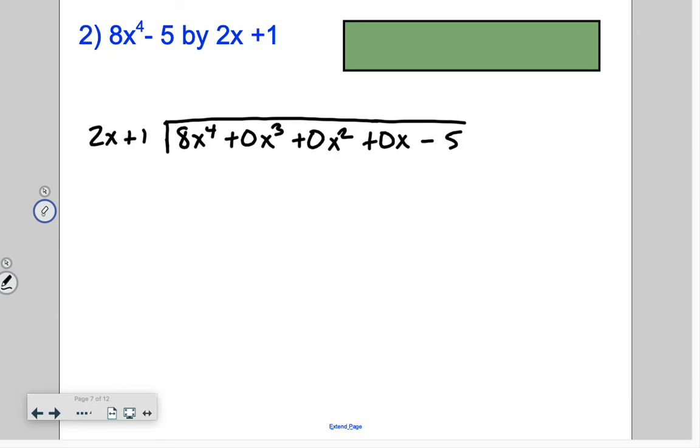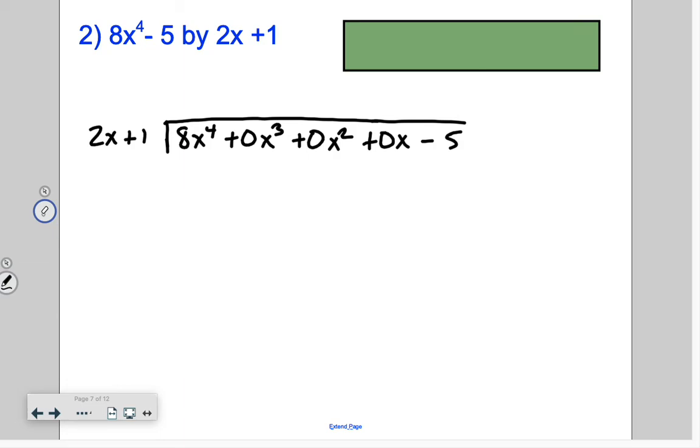And now, process, yes, Evan? If 8x to the fourth power was the only term that we were dividing by, would we still do all of it? If it was just the 8x to the 4th, no, not really, because it would kind of stop after that. But that's a good question. If that was the only term, then no, you don't need it.